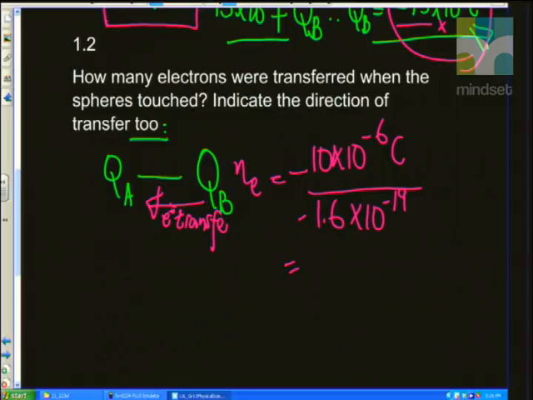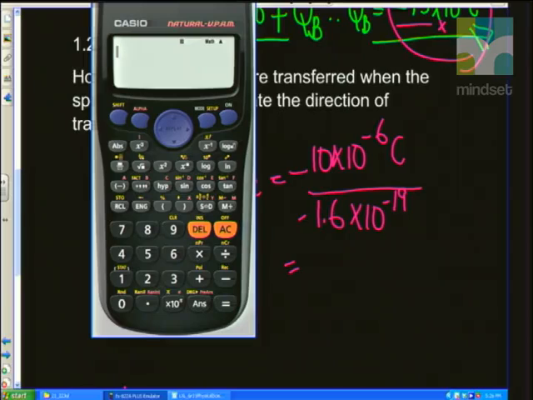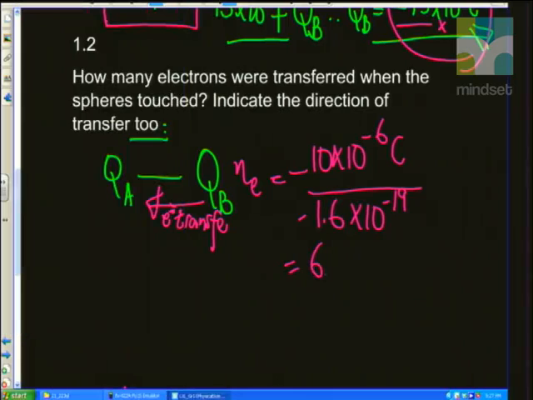Now, how do we get the number of electrons? For that you definitely need your calculator. The number of electrons transferred will be minus 10, because it's minus and minus, just allow me to say 10 by 10 to the power minus 6 divided by 1.6 by 10 to the power minus 19. Hope I got everything okay there. Then you get the answer. How many electrons have been transferred? It's 6.25 by 10 to the power 13 electrons. That's the number of electrons that were transferred.